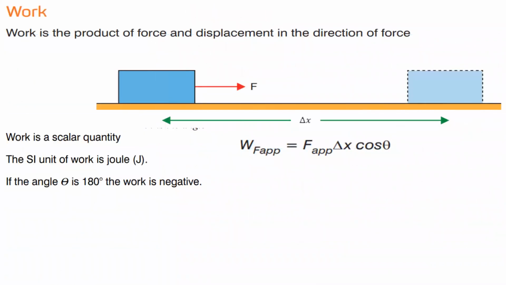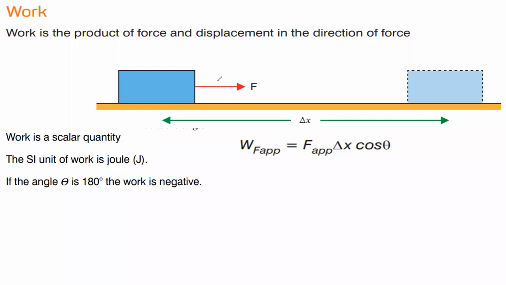How are we going to calculate work? Work is the product of force and displacement in the direction of force. So that one is giving you cos. We are using cos for just calculating work. Work is a scalar quantity. The unit of work is joules, you know. And then if the angle is 180 degrees, the work is negative. So let's explain that now.